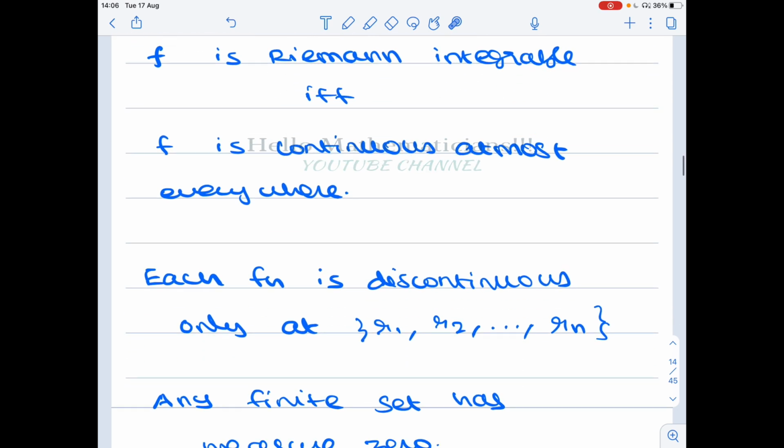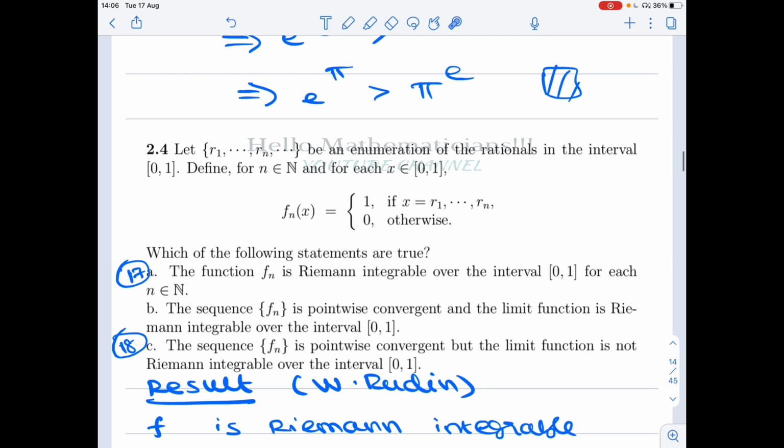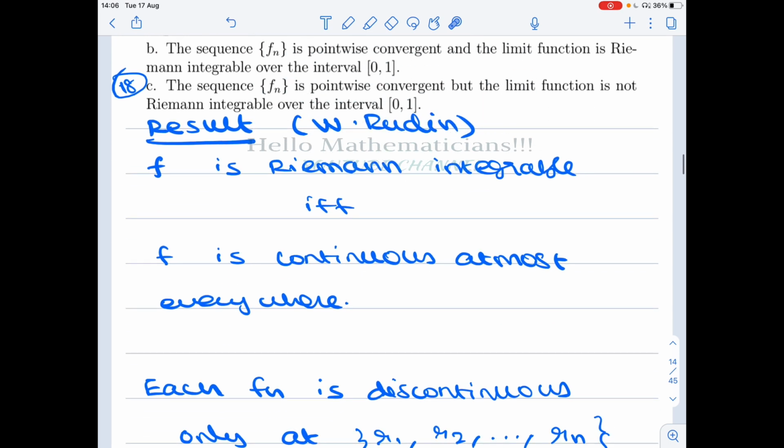Okay, so let's see why it is so. The sequence of functions, each fn, is discontinuous only at these n points. Otherwise, it is the constant function 0. Therefore, at finitely many places, the sequence of functions is discontinuous.